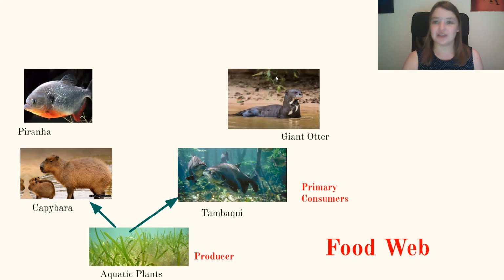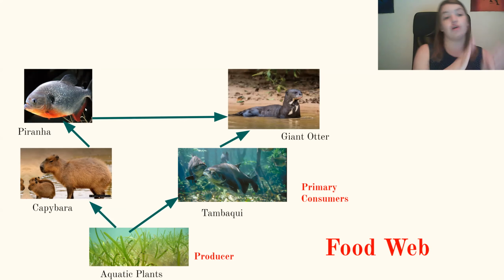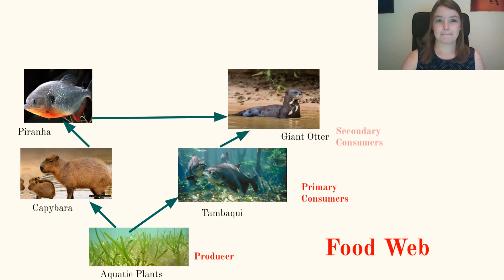Now, a giant otter, which can be found on the riverbank, and a piranha, which I'm sure you've heard of before, but if not, that killer fish that can eat anything in the water, will eat our capybara, and our giant otter eats our tambaqui. A tambaqui is a pretty big fish, but it is a herbivore. Piranhas are also known to eat giant otters, so sometimes the energy transfer goes from the piranha to the giant otter. They are our secondary consumers.